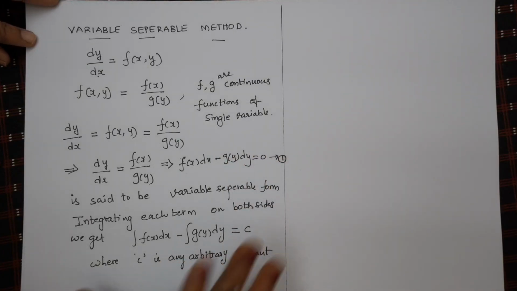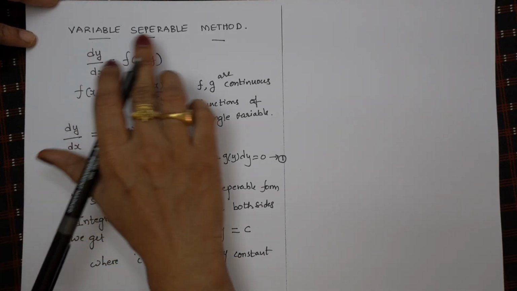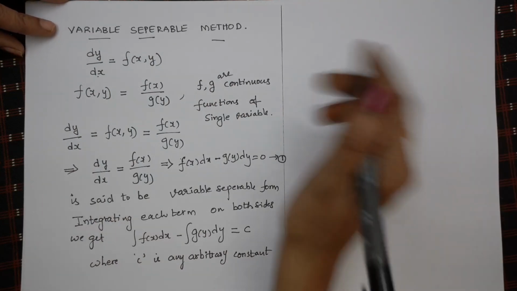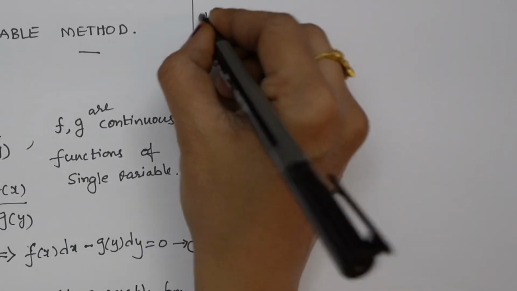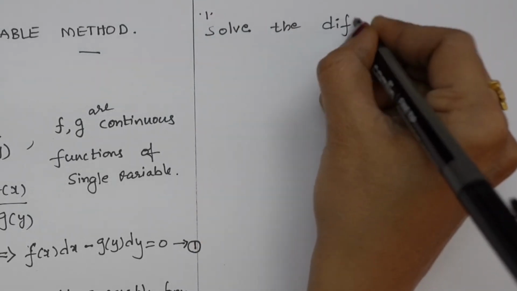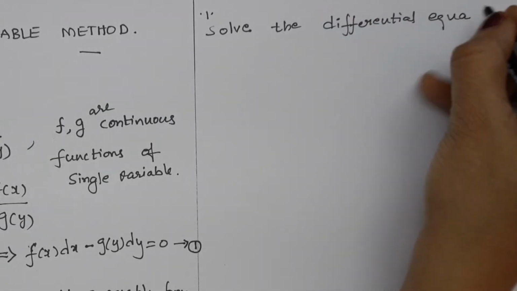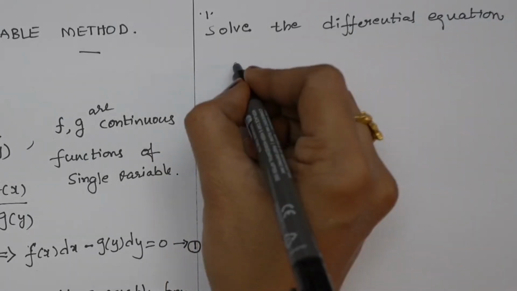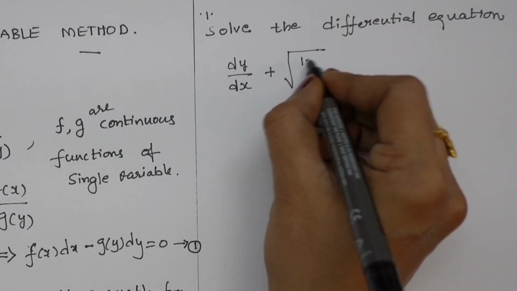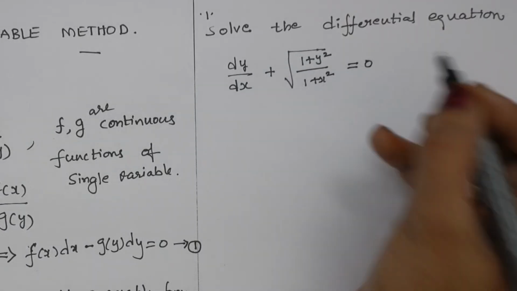Is it clear? Now we will solve a differential equation by using variable separable method to obtain the general solution. Let us see with an example. Solve the differential equation dy by dx plus square root of 1 plus y square by 1 plus x square equal to 0.